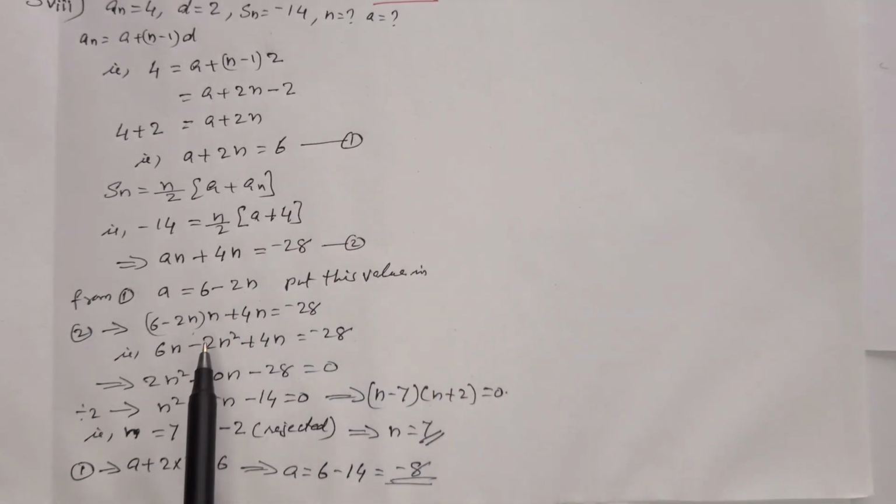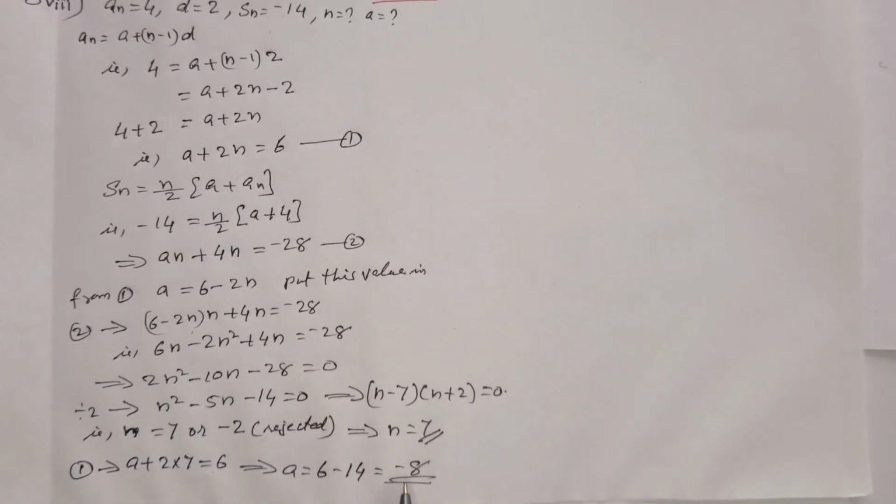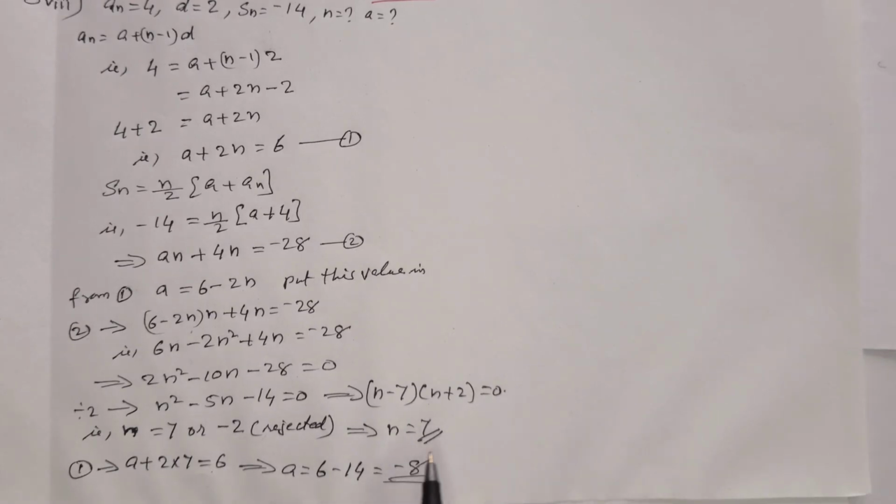Then put that value in equation number 1. a plus 2 into 7 is equal to 6. That means 6 minus 14, a is equal to minus 8. So we can write n is equal to 7 and the first term a is equal to minus 8.